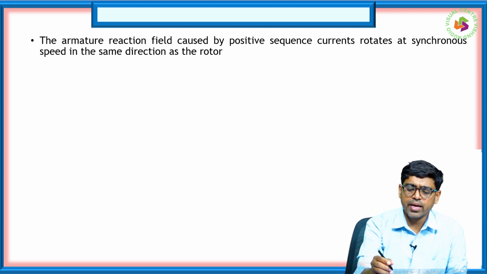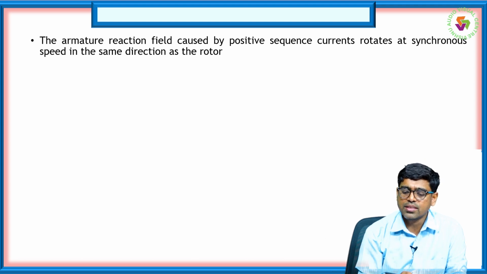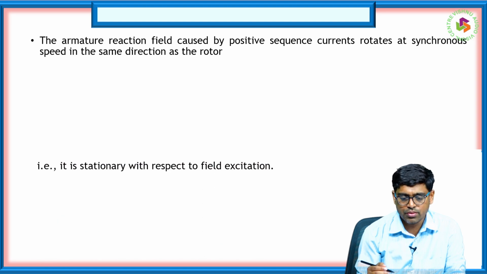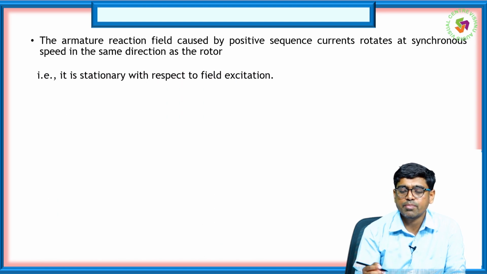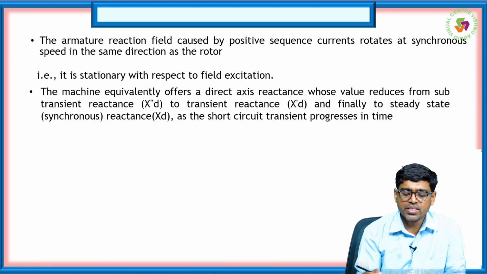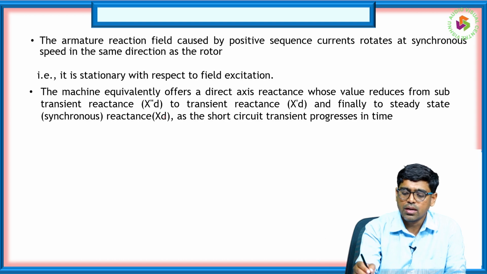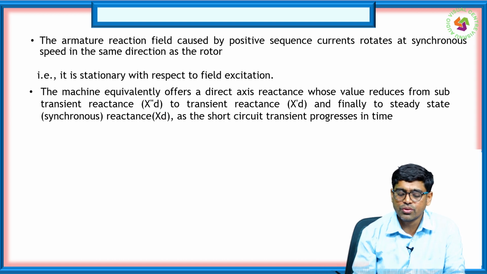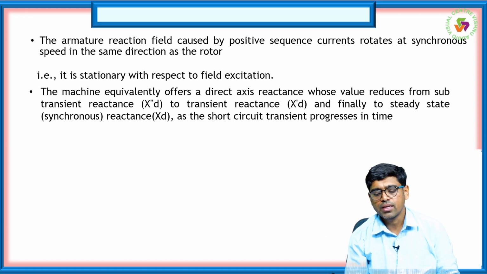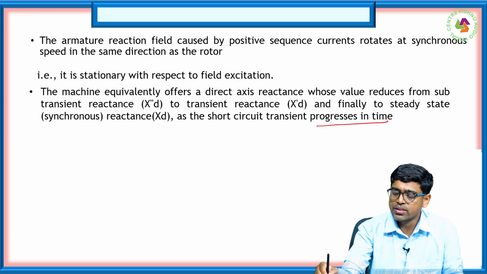The armature reaction field caused by the positive sequence current rotates at synchronous speed in the same direction as the rotor, so it is stationary with respect to the field excitation. The machine equivalently offers the direct axis reactance, whose value is reduced from the subtransient reactance to the transient reactance and finally to the steady state reactance Xd as a short circuit transient progresses in the line.